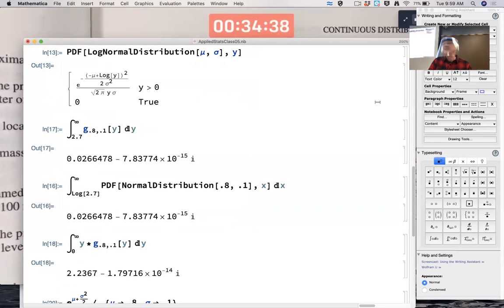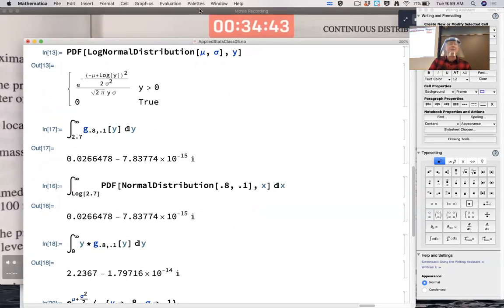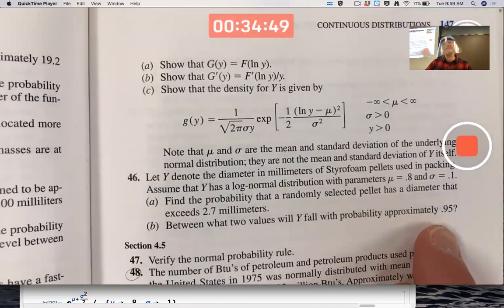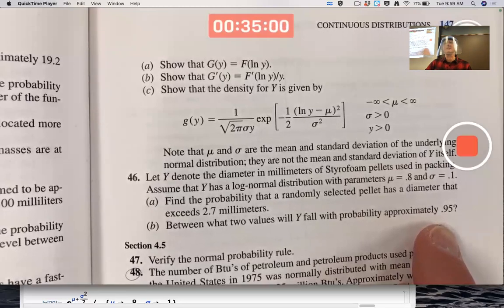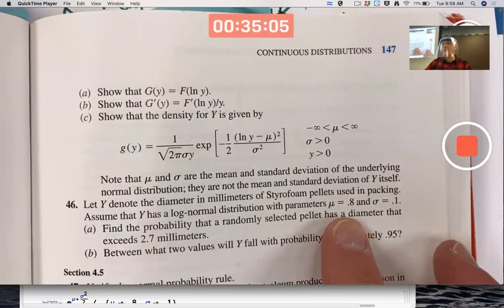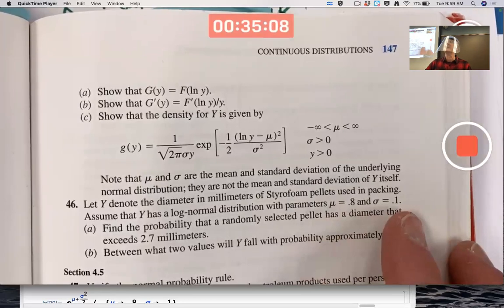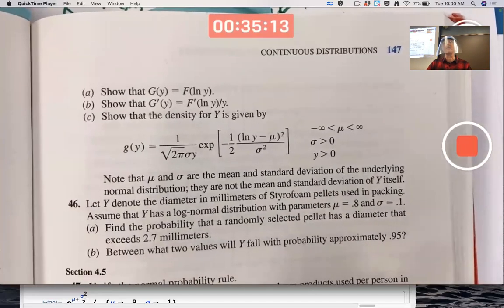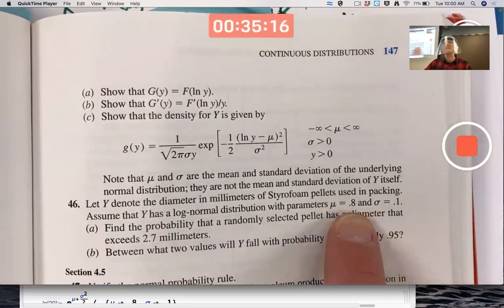As far as part B goes, you have to probably do a little experimentation, or, well, you know the 68-95-99.7 rule for normals. About 95% are going to be within two standard deviations of the mean. For the corresponding normal random variable, the ln of y is a normal with mean 0.8 and standard deviation 0.1. And about 95% will be between 0.6 and 1.0, right? Within two standard deviations of the mean.